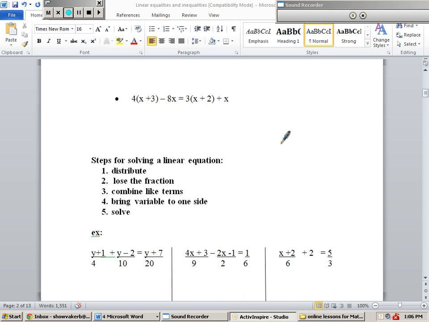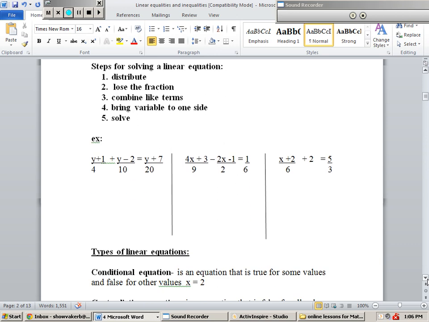Oh, let's go back. Can't read my own writing. 6 minus 12 is negative 6. Divide by negative 8. X is 3/4. I listed the steps again, just so that you would see them while we're doing these next problems.